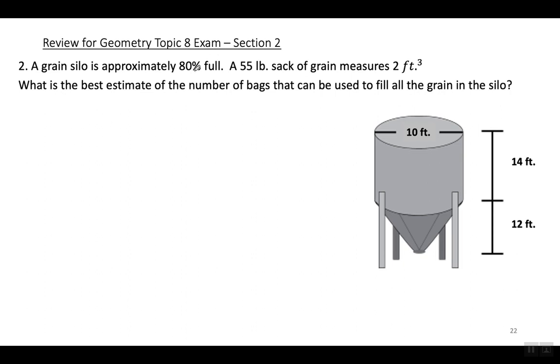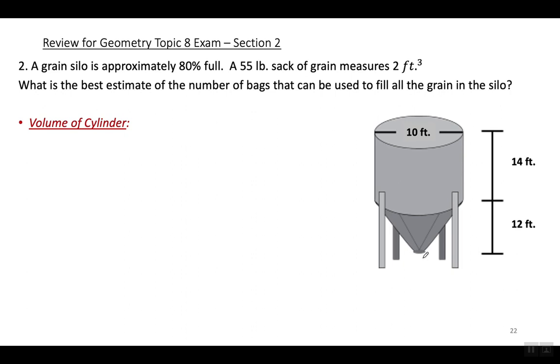It says it's approximately 80% full of grain, and they want to know how many sacks they're going to need to fill up all the grain that is in this silo. All right, they want to know what is the best estimate of the number of bags that can be used to fill all the grain in the silo. All right, so let me lay out a step-by-step process of how to find the answer. The first thing we're going to do is find the volume of the cylinder and the volume of the cone that's on the bottom, okay?